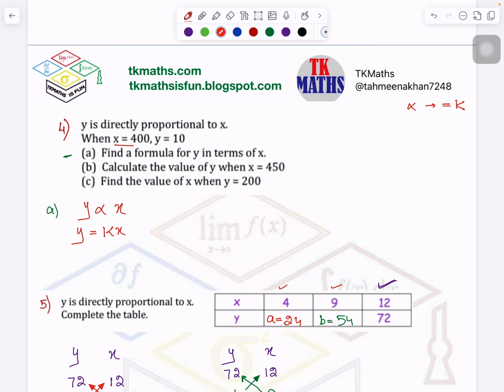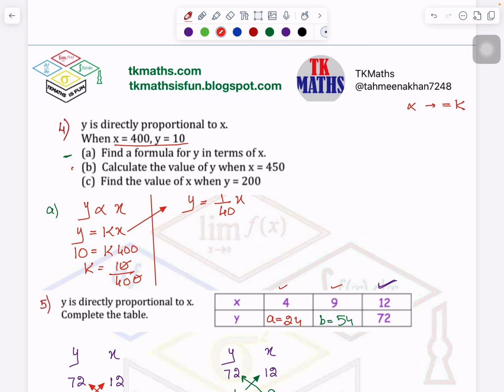Now when y is 10, x is 400, it is given to you here, which will help you to calculate the value of k. So k is equal to 10 divided by 400. You can cancel this. It is 1 over 40. So what value of k did you get? 1 over 40. So you will go back to this equation and you will write here y is equal to 1 divided by 40 times x. This is the answer of part A. You have made the formula here, y in terms of x.